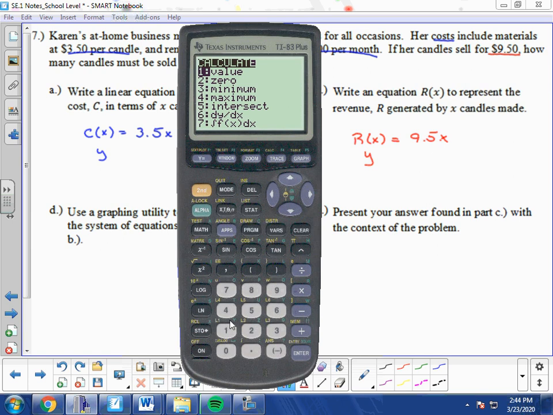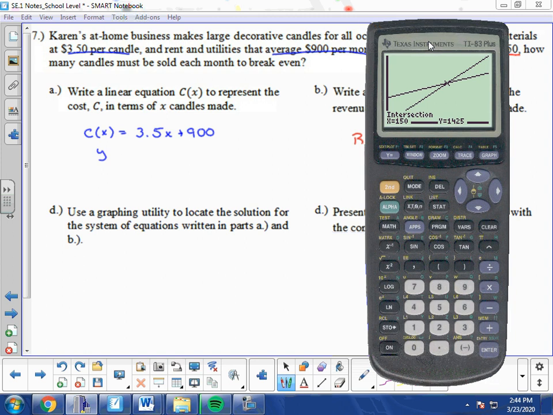So second, trace, intersect, hit enter on the first curve, the second curve, and no need to guess. And there we have the intersection point. So x equals 150, y equals 1425.